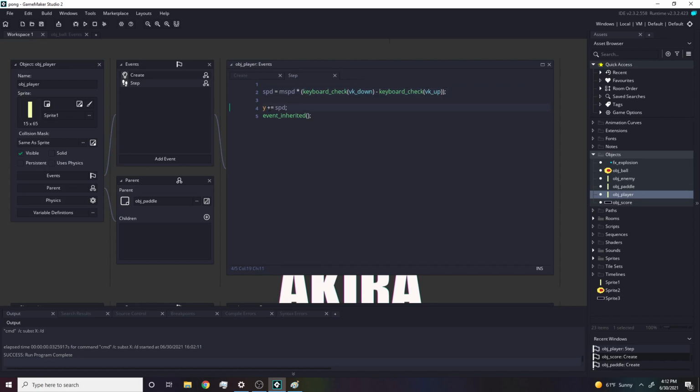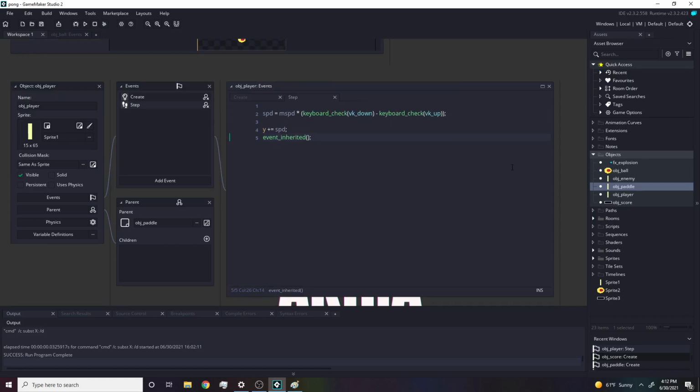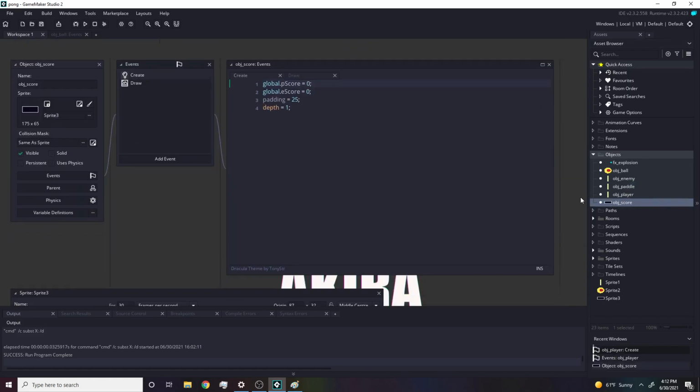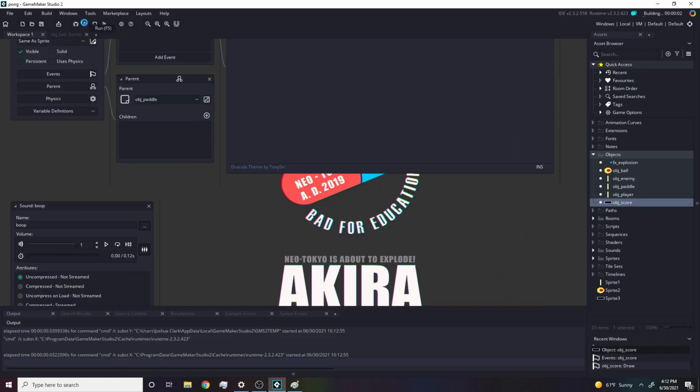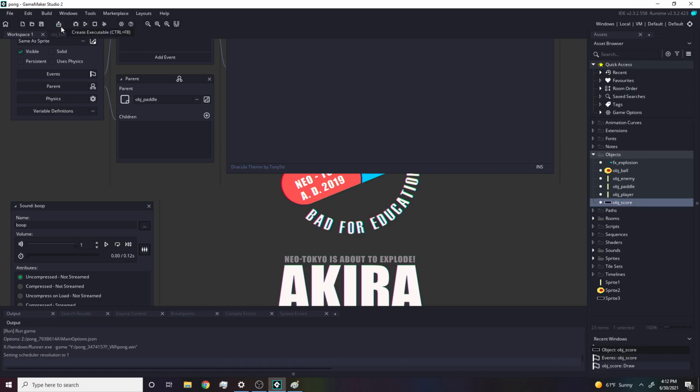And then we're going to add speed plus equals to y, and we're going to inherit, because inheriting is just we're inheriting from the paddle. That's our parent. And that's really the entire game. We do have a score object, and it keeps track of some global variables and draws the text for the score. And that's about it. That's the entire game. That's how everything works.